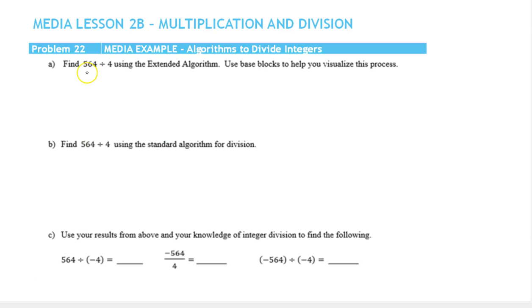So remember, we had 564 divided by 4. So we had our 5 flats, excuse me. 1, 2, 3, 4, 5, 6 rods. And 4 units. Okay. So let's think about the process we used, and we're going to set this up just like long division, like you probably remember when you were younger.